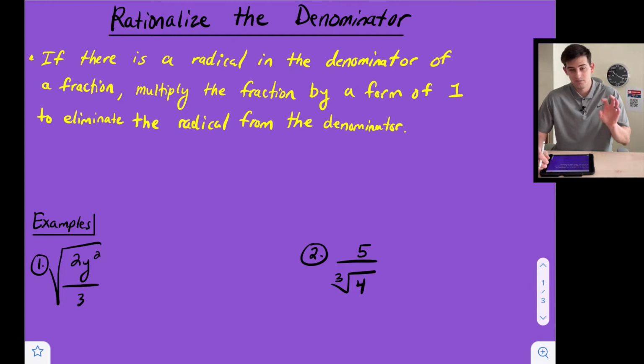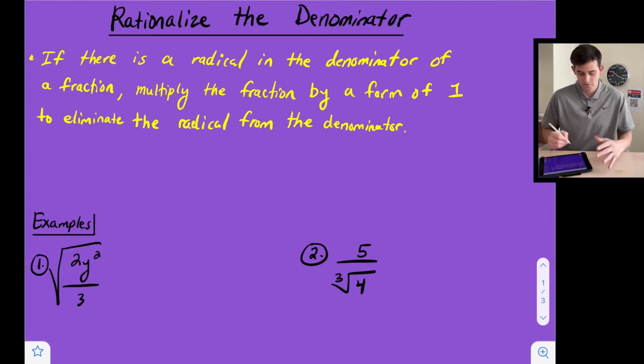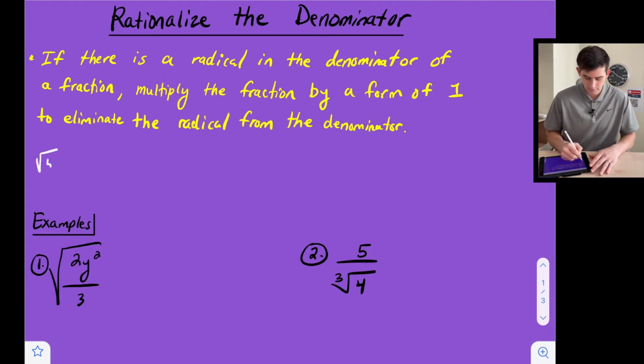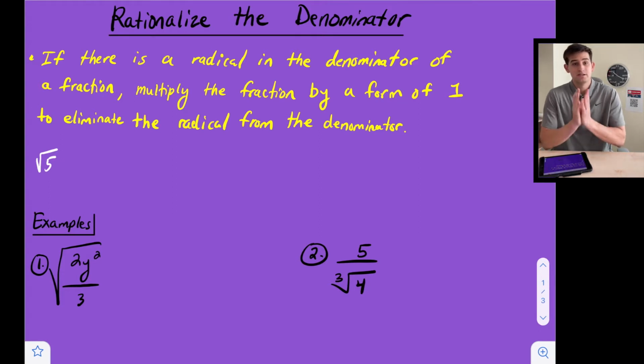Let's think about it in terms of square roots and cube roots. So if we have the square root of a number, let's just say, for example, we have the square root of 5 in the denominator. Now, if we have the square root of 1 or the square root of 4 or the square root of 9, then that's okay. Those are perfect squares. Those are going to eliminate the radical anyways.